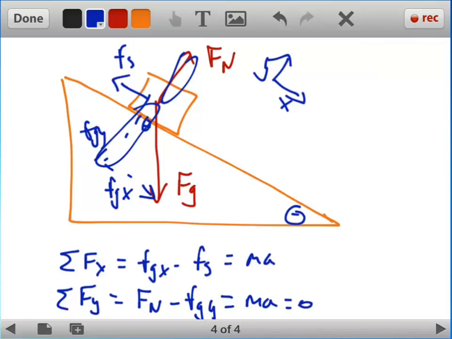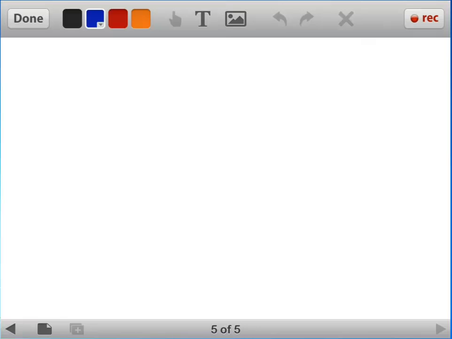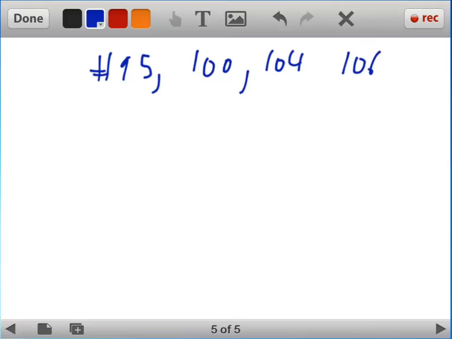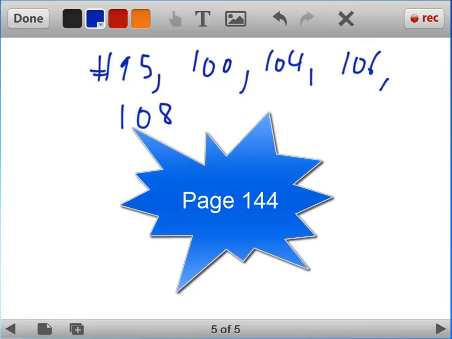So what I want you guys to do today is work a few problems out of the book. I want you to do number 95, number 101, 104, 106, 108. I will post solutions to these later. After you've tried them, I want you to go through and make sure you did them all right. And if you have questions, by all means, email me.